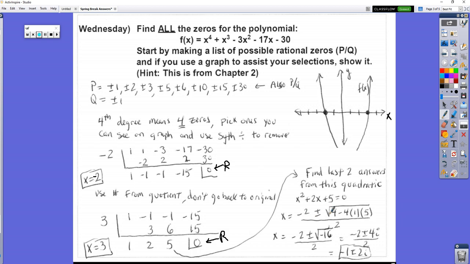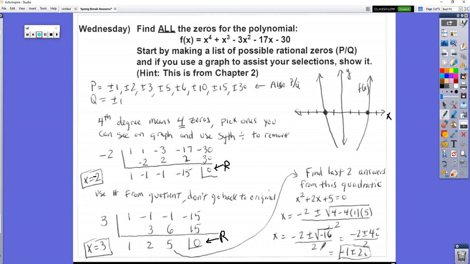Negative b plus and minus the square root of b squared minus 4 times a times c, all divided by 2a. So when I plug all the numbers in, I get negative 2 plus and minus the square root of negative 16, all divided by 2. The square root of negative 16 is 4i. So we have negative 2 plus and minus 4i divided by 2. And since everything on top is evenly divisible by 2, I reduce this. Final answers for the 2 imaginary answers that I cannot see are negative 1 plus and minus 2i.